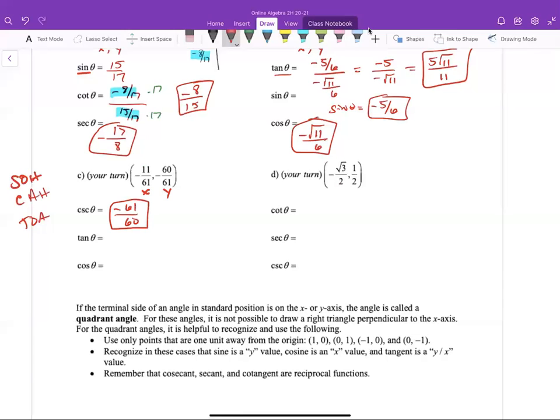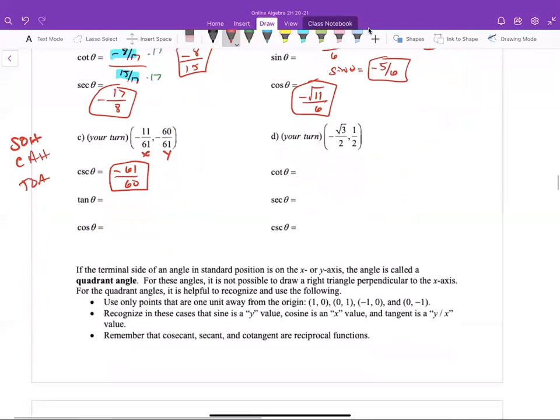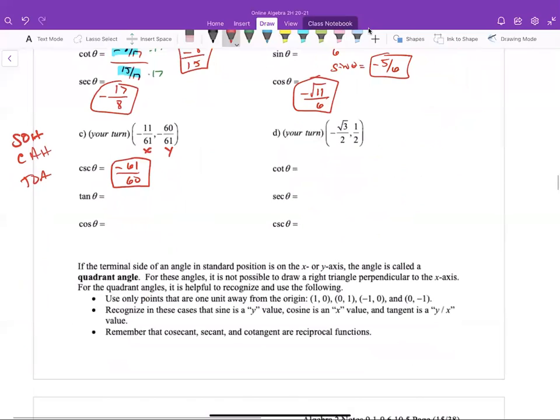Tangent is y over x. I always have, yeah, y over x. And see, I even have to memorize this, y over x. So I get negative 60 over 61 divided by negative 11 over 61. Multiply top and bottom by 61. 61 cancels and my negatives cancel. So I get negative 60 over 11.